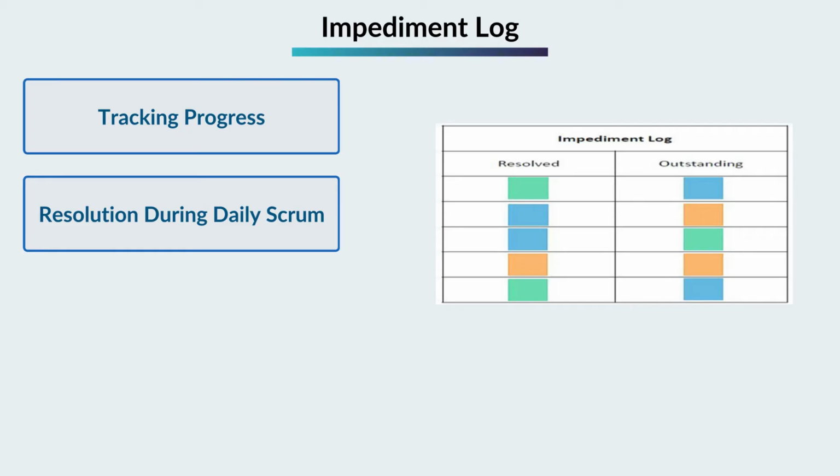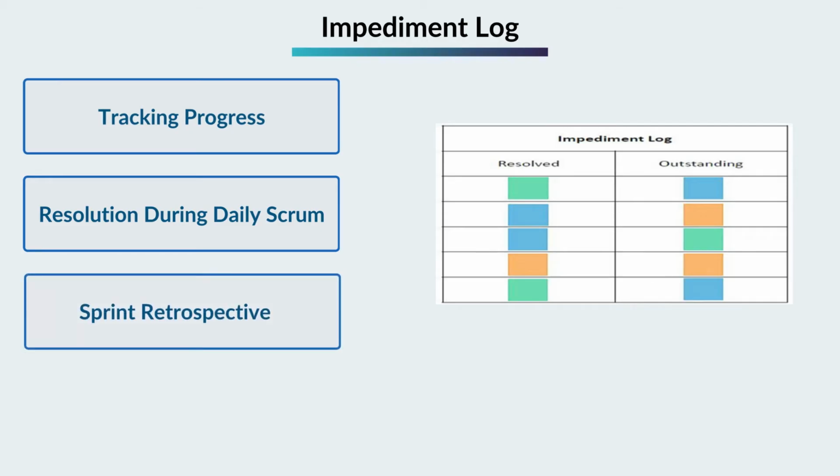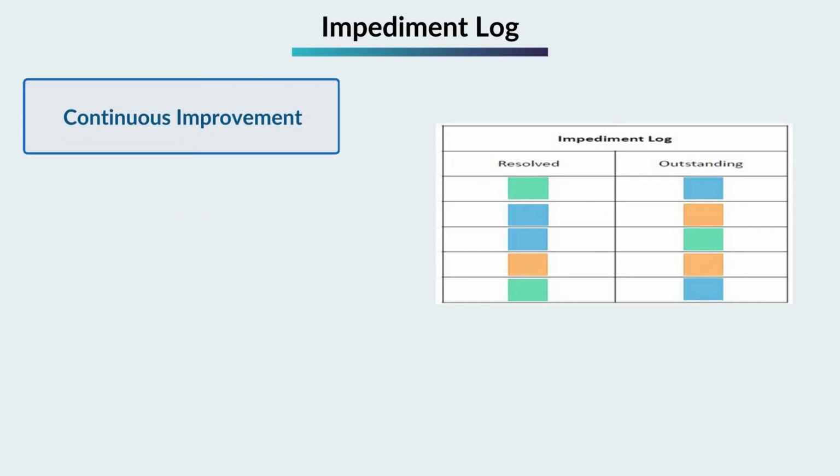Sprint retrospective. The impediment log is also reviewed during the sprint retrospective, which occurs at the end of the sprint. This retrospective meeting provides an opportunity to discuss impediments that arose during the sprint and to identify actions that can prevent similar issues in the future. Continuous improvement. The impediment log contributes to the team's continuous improvement efforts. It helps the team learn from past impediments, refine their processes, and become more effective in handling obstacles.